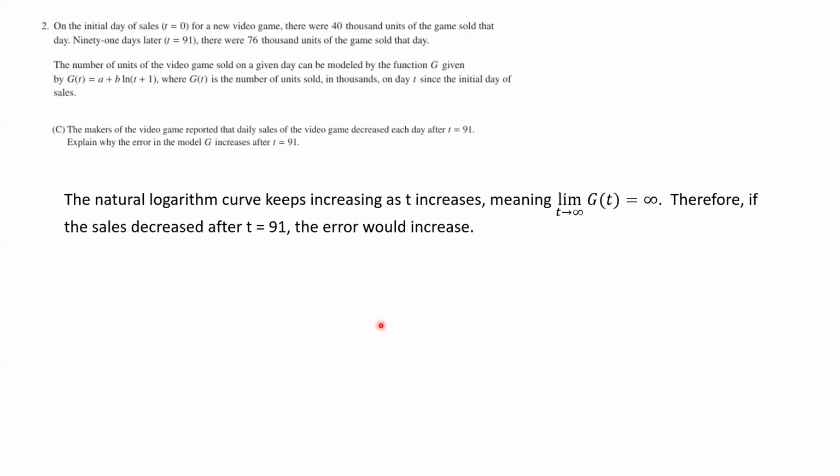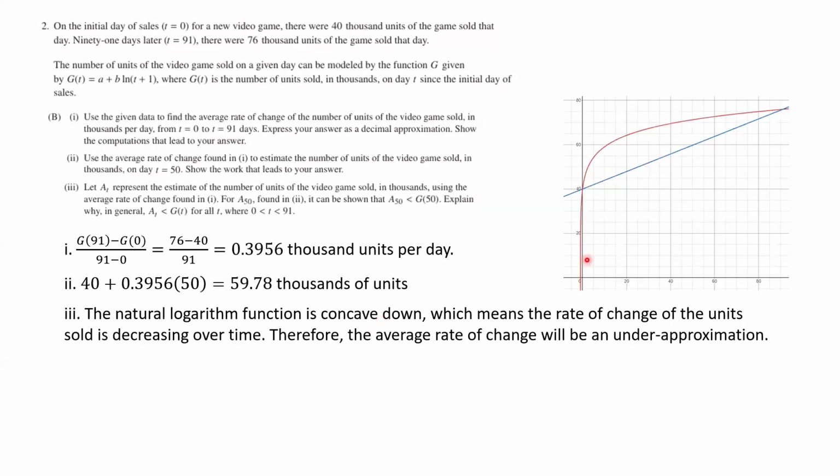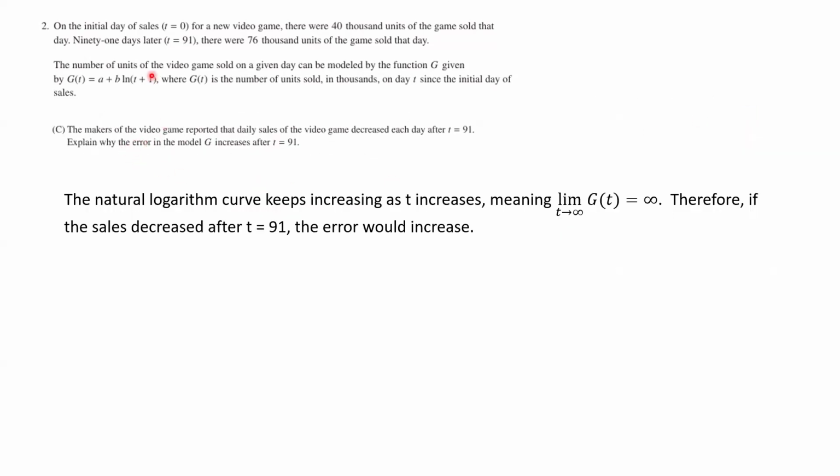And then part C, the makers of the video game report that the daily sales of the video game decreased each day after t equals 91. Explain why the error in the model G increases after t equals 91. Well, this is testing if you know the shape of the natural log. Again, you can use your graphing calculator, but if you also know the shape of the natural log curve, you can answer this question.